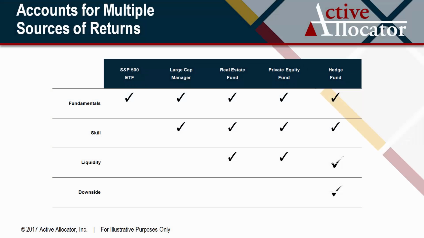Returns, of course, come from multiple sources. An efficient market, such as the S&P 500, has its returns in basic market beta, while an illiquid private equity investment may draw its returns from skills and illiquidity premium too. Our algorithms break up returns into their various components for you. Allocating to multiple sources of return helps you create more robust portfolios for your clients.